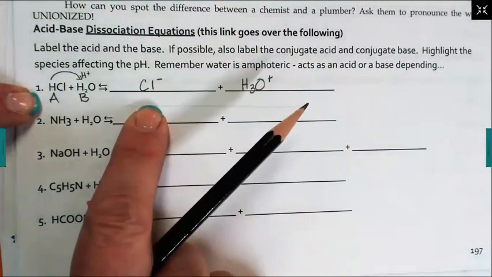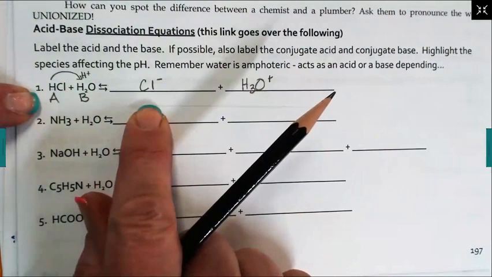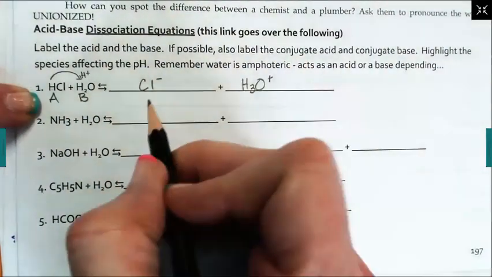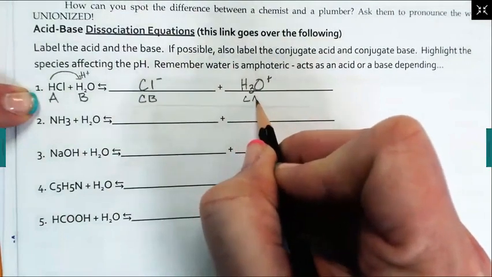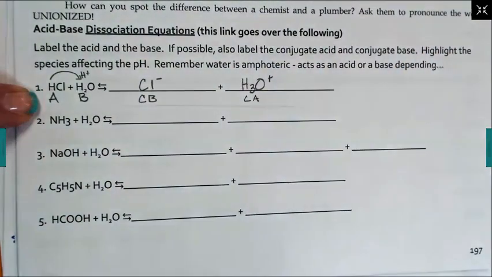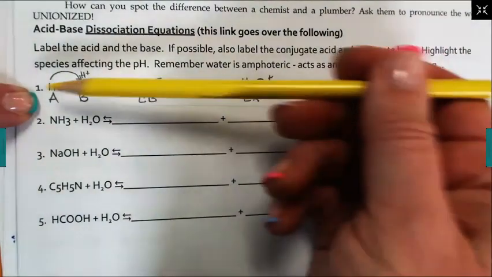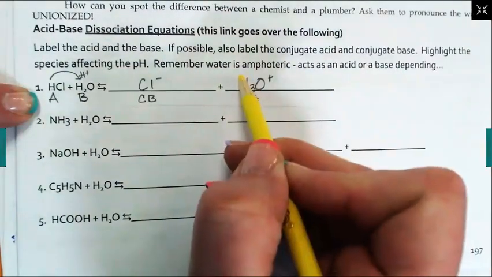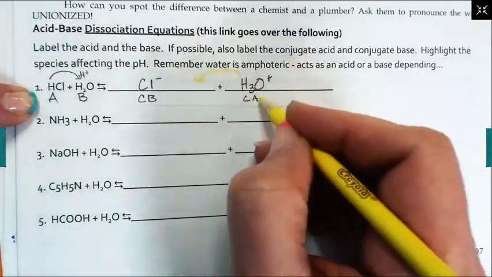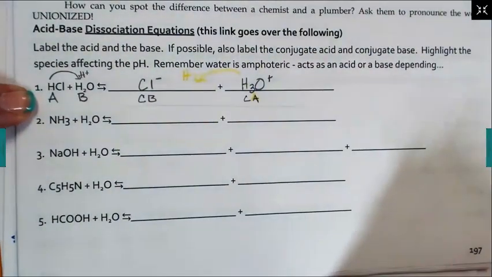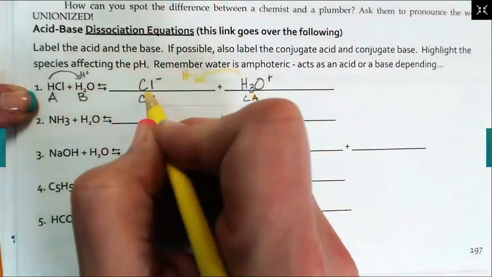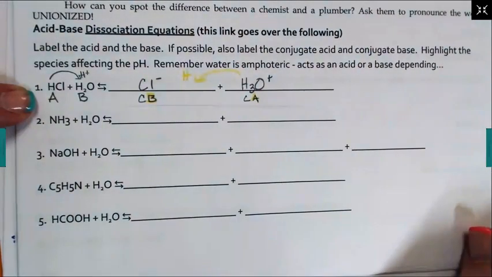Now, we need to do conjugate acid and conjugate base. Is this guy the conjugate acid or the conjugate base? It is the conjugate base. And this guy is the conjugate acid. And if you want to think about it going in this direction, this guy would be the acid because it would donate the hydrogen, donate that proton. This would be the base because it would accept it.